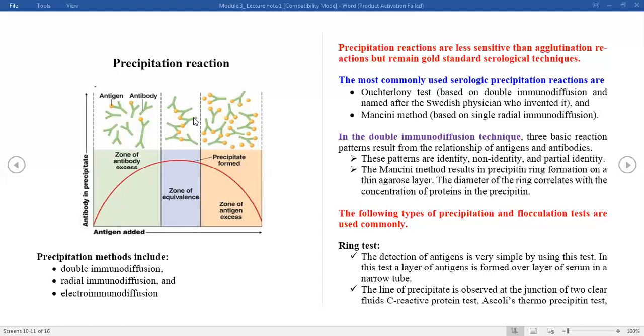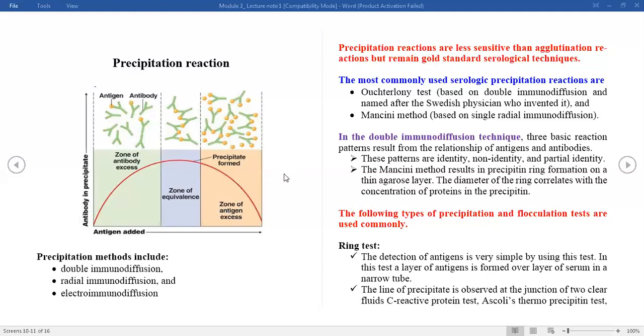Through this picture, we can see that this precipitation method includes different phases. In this phase, the highest one, the lattice is formed. There you can see the most precipitation. This green phase is known as the zone of antibody excess. And this blue zone is the zone of equivalence, meaning an equivalent amount of antigen and antibody is present there, so they are forming the lattice. And this orange one is the zone of antigen excess.